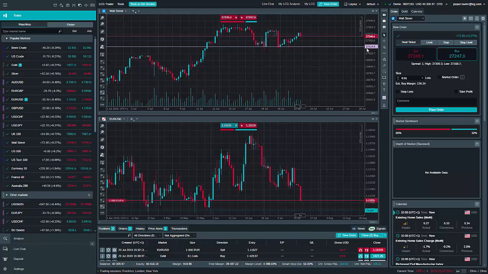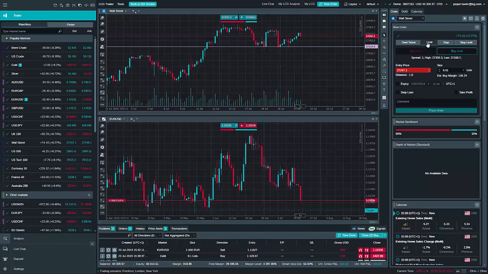So actually that level is 27,114. So what we can do is we can choose a limit. So instead of choosing a deal ticket in this right hand box here, we can choose limit. And we can change our entry price to the one we had in mind, 27,114. We're happy with the smallest margin of lots, but just to remind ourselves what that means, we need a margin of $136 and the value of that trade is about $2,700.